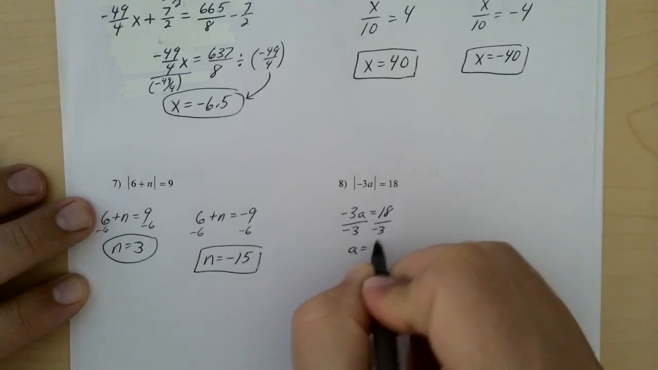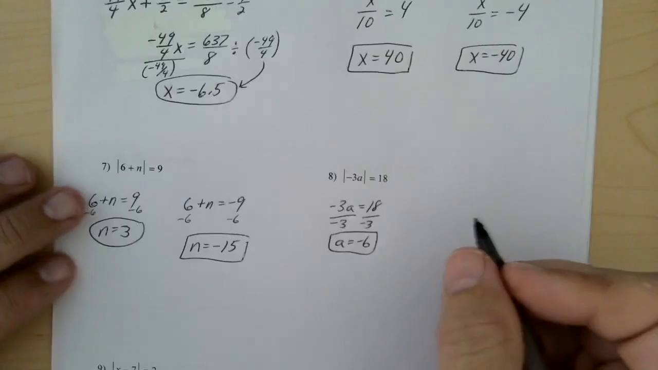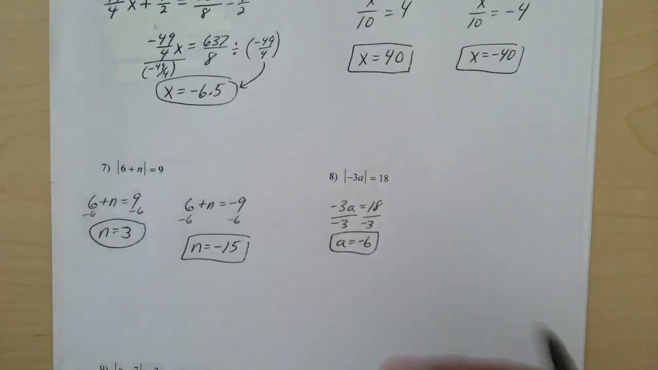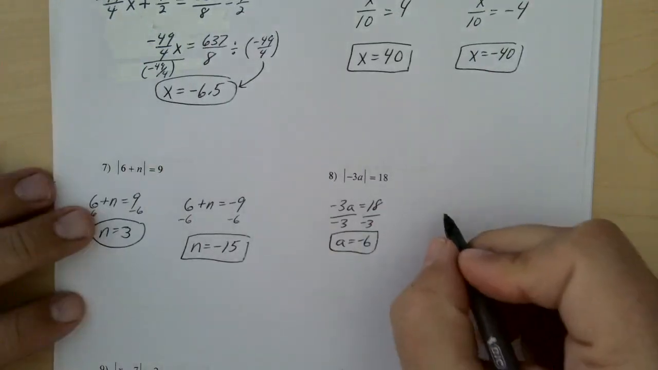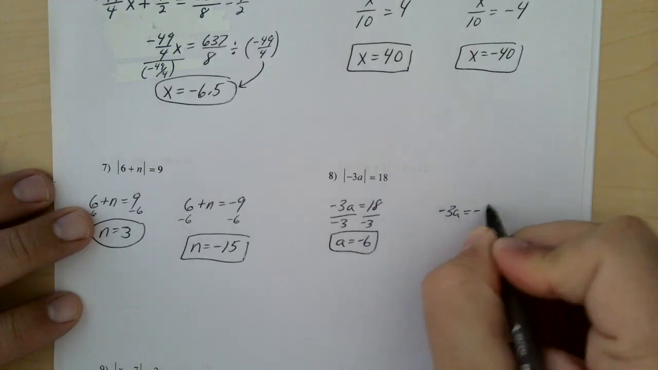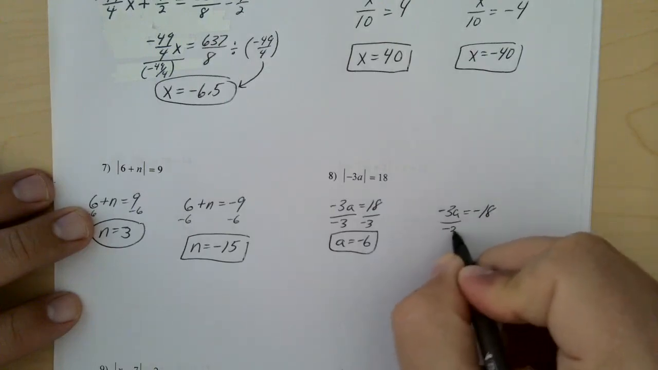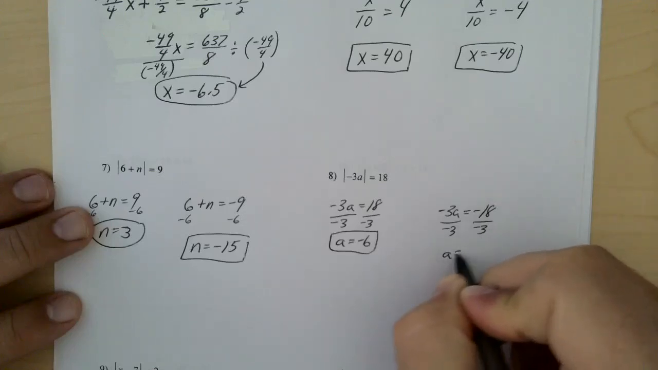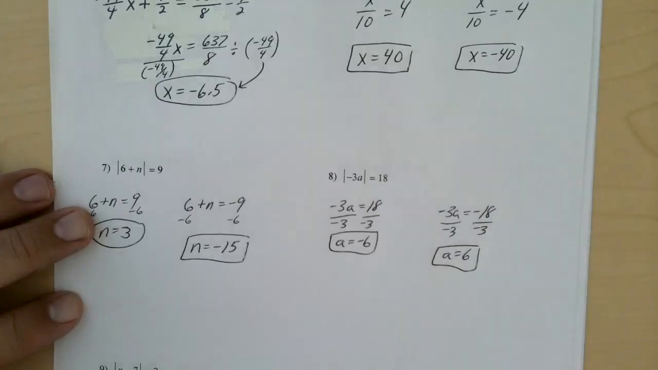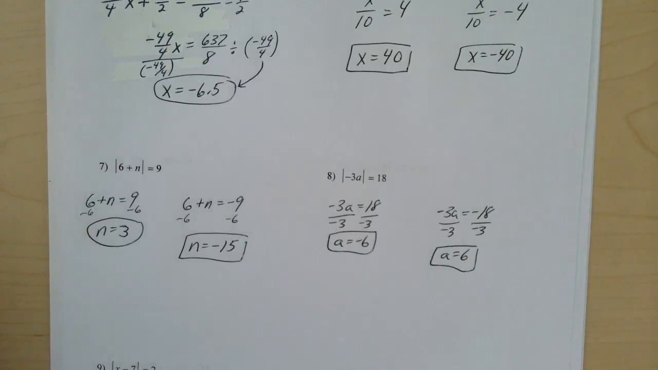So a is going to be negative 6 in this case. So negative 3 times negative 6 is going to be a positive 18. Absolute value of 18 is 18. But then I'm also going to set it equal to negative 18. And when I divide, I get a positive 6. Okay? So there's your other answer. So just make sure you find both answers.